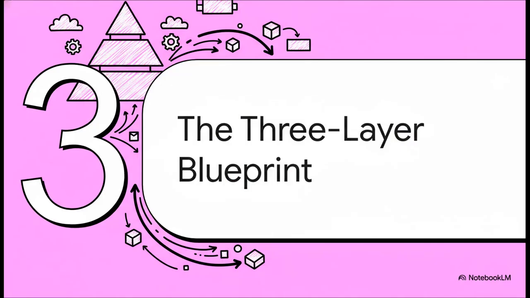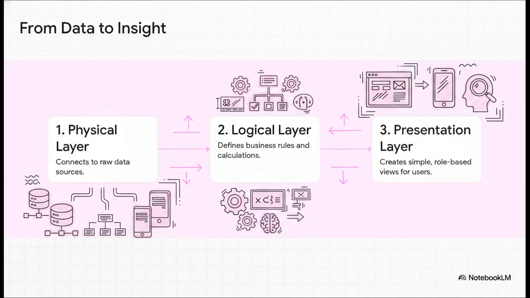Okay, so how does it actually do all that? How does it organize all that data and logic? Well, the secret is this really elegant, really powerful three-layer blueprint. This structure is absolutely key to building a model that actually works and can grow with your business. It's a really clear flow from raw data all the way to business insight.